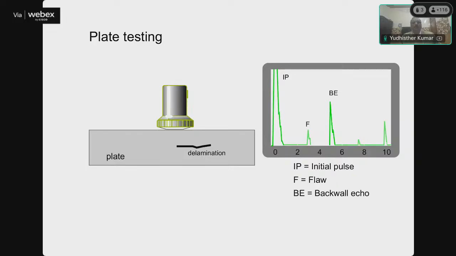This is the system for plate testing. Suppose a plate, because it is not comparable to a bigger object. If plate testing is there, some slight laminations are there. These are the observations of the delamination. This is the initial pulse, this is the backwall echo from the back side, and this is the flaw echo. Again, there is a second backwall echo and a second flaw echo.